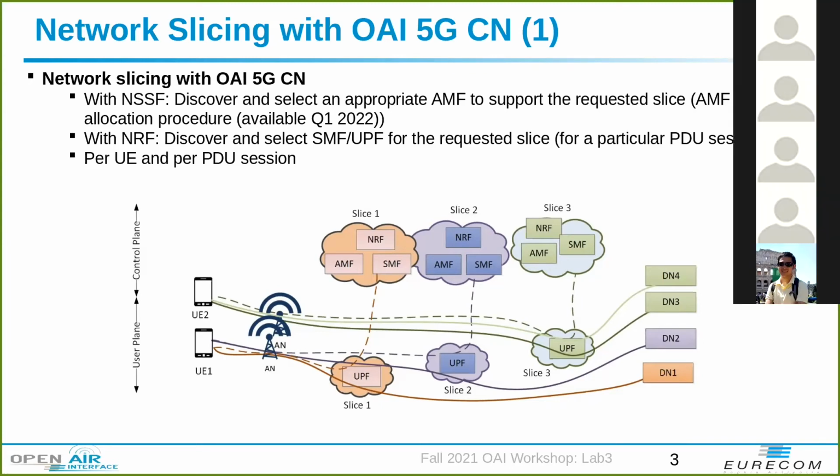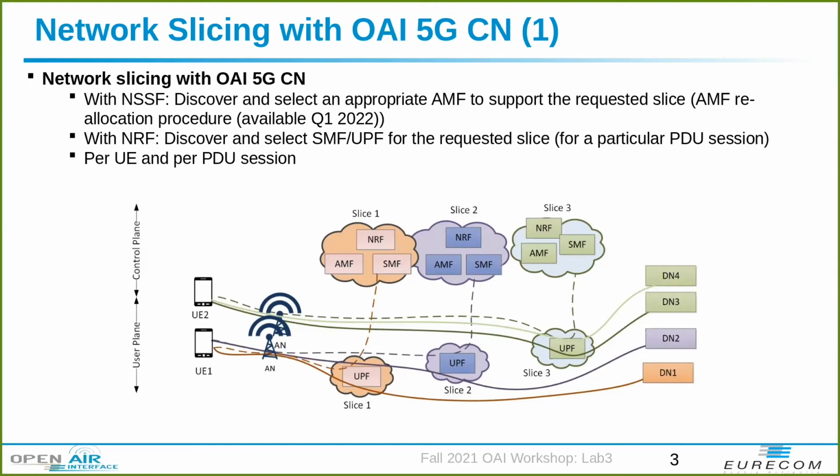For now, OAI can support network slicing per UE and per PDU session. You can see in the figure below, UE1 has two different PDU sessions belonging to two different slices, while UE2 has two sessions belonging to the same slice.